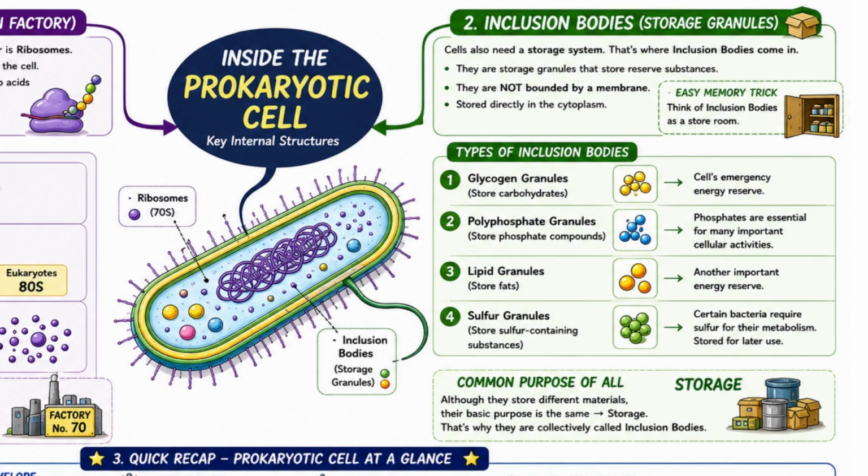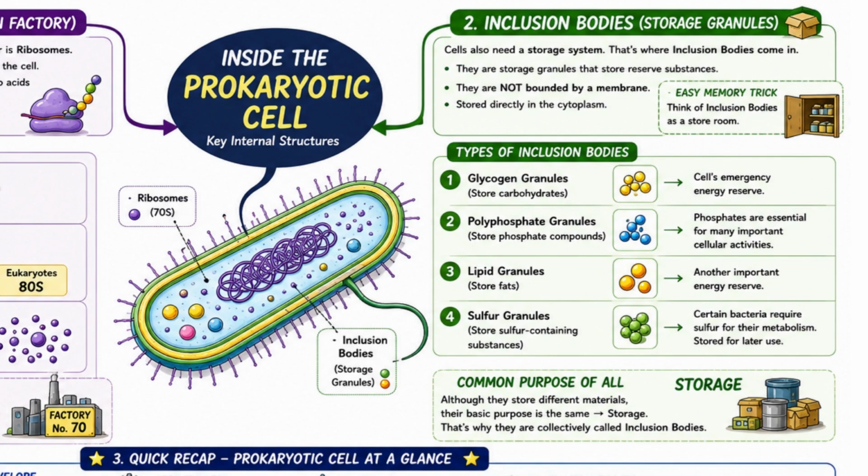Inclusion bodies are simply storage granules. Their job is to store reserve substances so that the cell can use them whenever required. Now look carefully at the diagram. One important point is written there. They are not bounded by a membrane. This means, unlike many organelles found in eukaryotic cells, inclusion bodies do not have their own surrounding membrane. They are simply stored directly inside the cytoplasm.